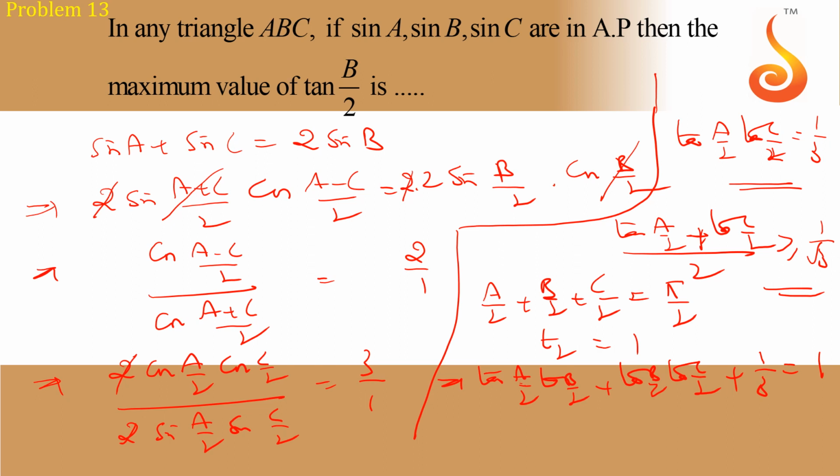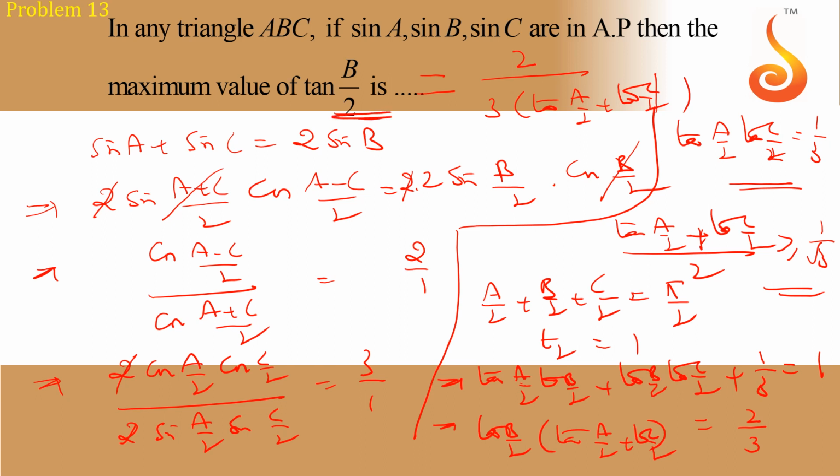So send 1/3 that side and take tan(B/2) common here. Then you will get tan(A/2) + tan(C/2) inside the brackets equal to 1 minus 1/3, which will be 2/3. And this in the brackets, what you got? tan(A/2) + tan(C/2). Shift this to the right side. So you are getting tan(B/2) equal to, observe, 2 divided by 3 times tan(A/2) + tan(C/2).